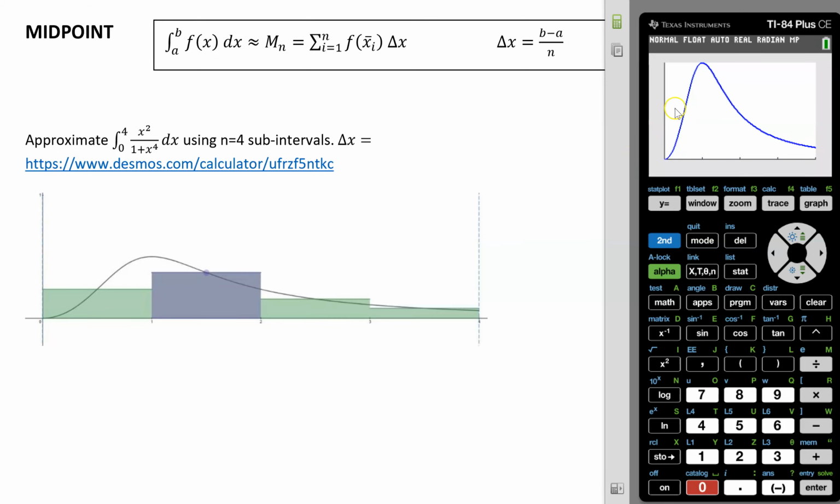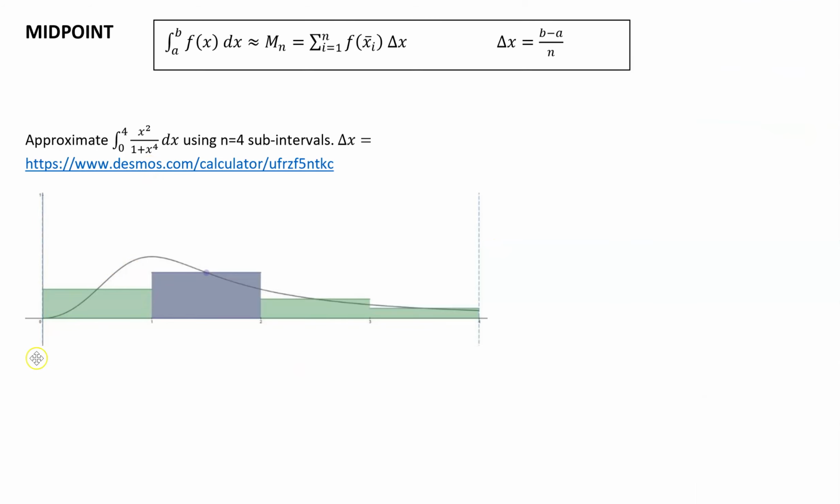Obviously I've taken this picture and stretched it out like this. This is through Desmos, and there's the link right there if you want to do your Desmos graphs the same way. All right, so we've got our picture drawn. And what we're going to do now is cut it into 4 subintervals.